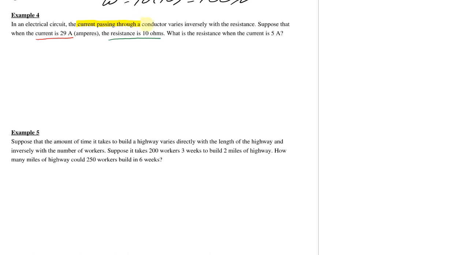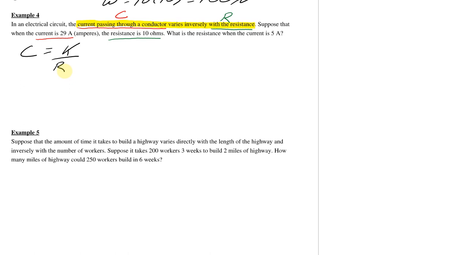The current passing through a conductor varies inversely with the resistance. What do I want to define my letters as? We have the current passing through a conductor, we'll call this C, and then varies inversely with the resistance, we'll call that R. Now I've got enough information to set this up. C varies inversely, so that's going to be K divided by R.